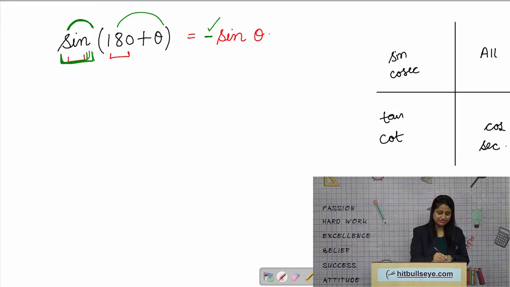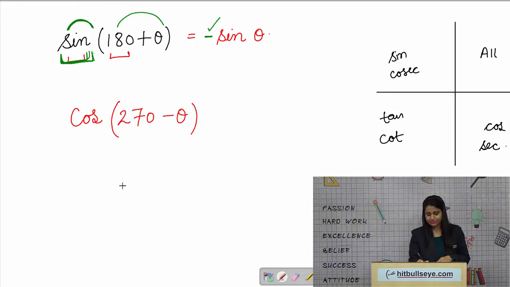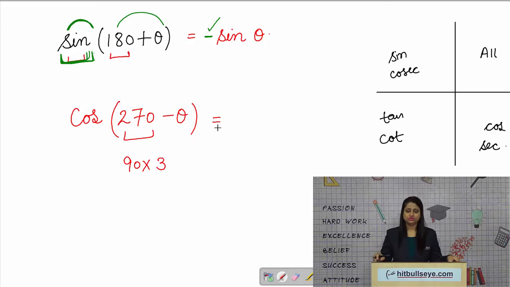Once again, let us take one more example. Let us take cos 270 minus theta. First of all, this is 90 into 3, an odd multiple of 90. T ratio will be changed. So what is the T ratio here? Cosine. In this T ratio, co is attached. So remove this co. So it will become sine theta.